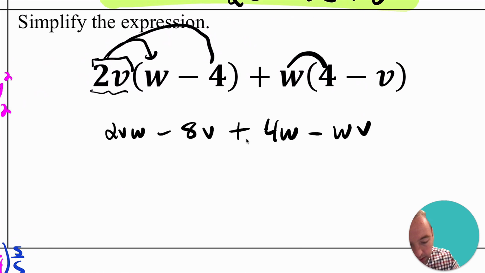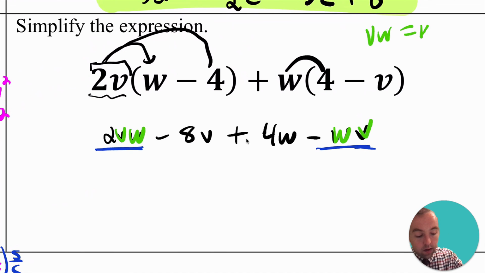So when you take a look at these right here, it does turn out that this right here and this right here are like terms with one another, because we know that vw and wv are actually equal to each other because of commutativity that I've illustrated up there. So because we can combine those like terms together, it's just like 2 plus negative 1, which is positive 1, I guess. So you end up getting 1vw.